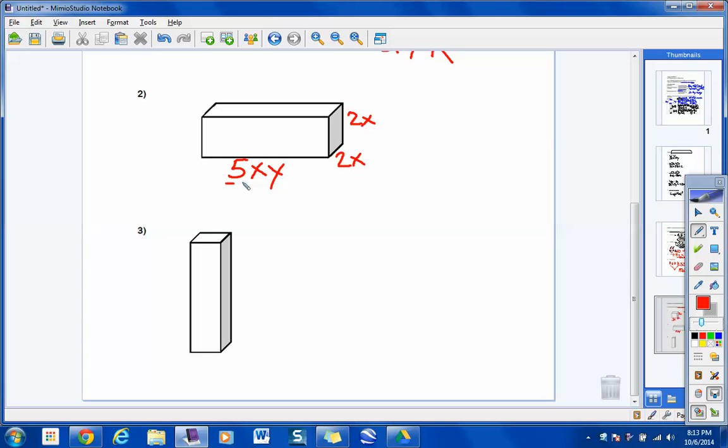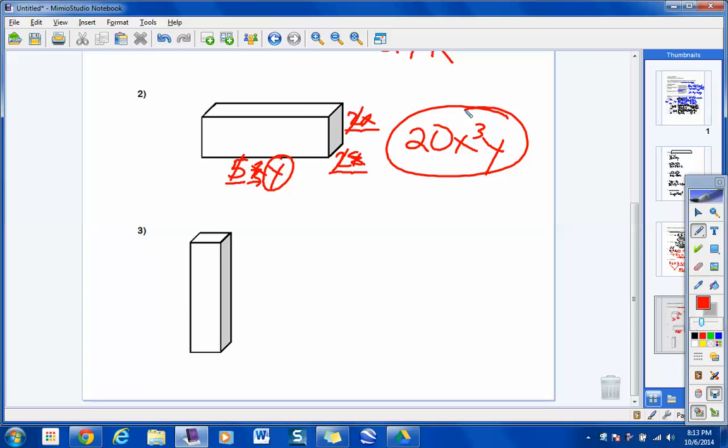What I'm going to do is take the 5 times the 2 times the 2, that is 20. So I've accounted for multiplying all of those together. I've got 1, 2, 3 x's, so x to the third. Those are all gone. And then finally you've got a y left on the end. So the volume of this is going to be 20x cubed y.